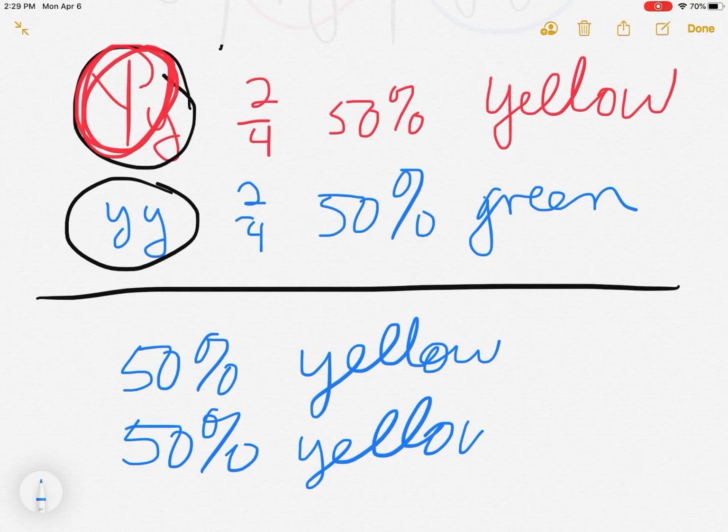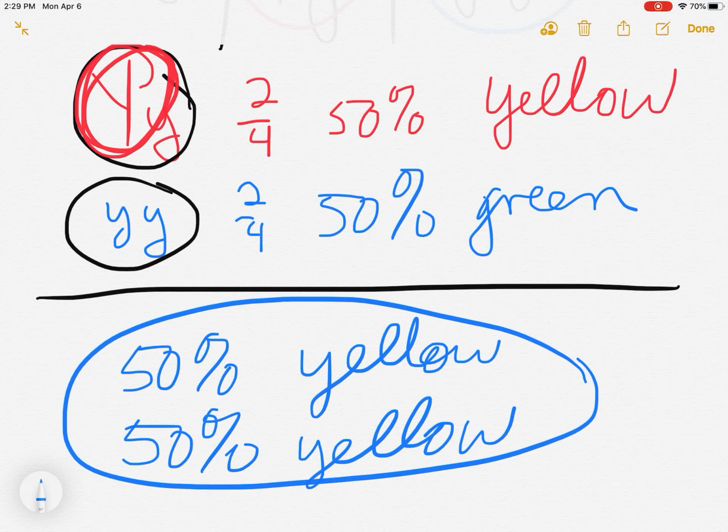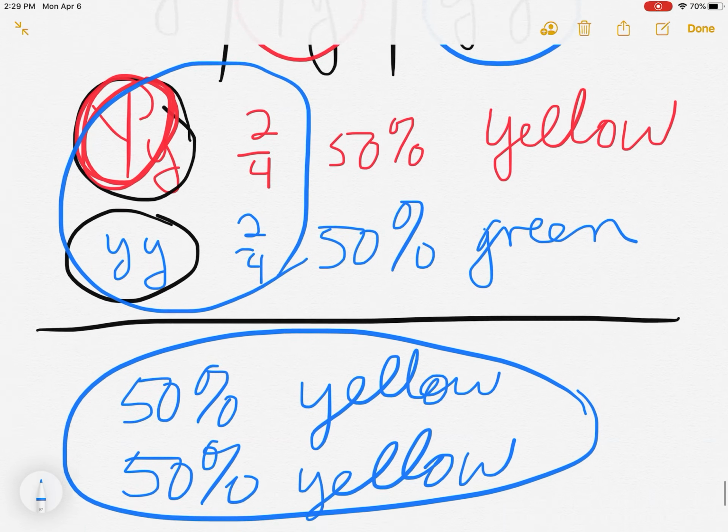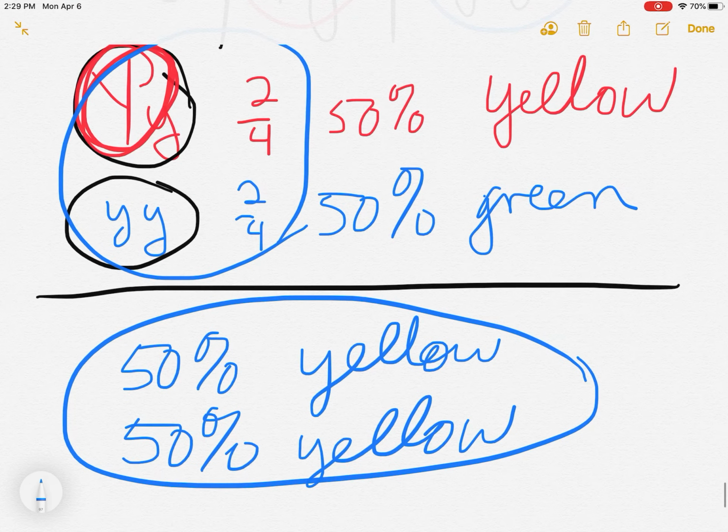Sometimes the phenotypic ratios match the genotypic ratios. The phenotype ratios down here are 50-50, and so are the ratios up here for the genotypes. But sometimes they don't, as in our other example. And that's how you do a monohybrid cross.